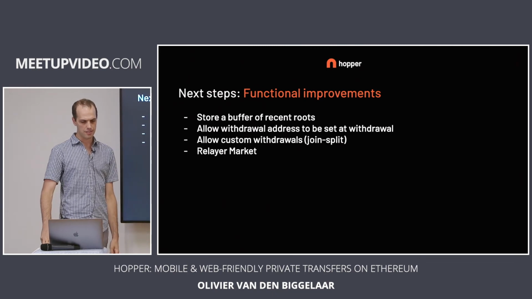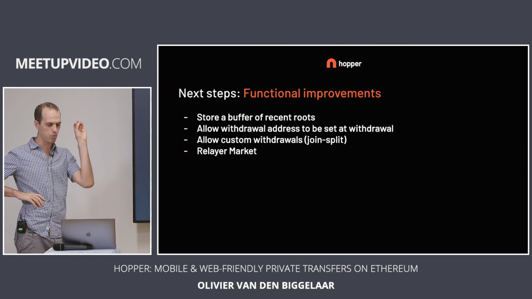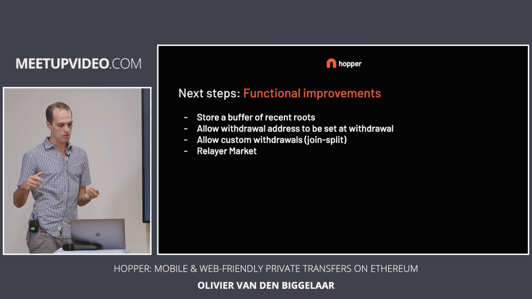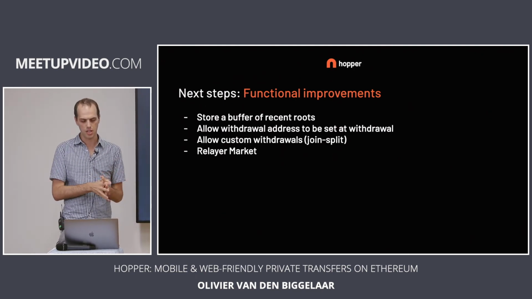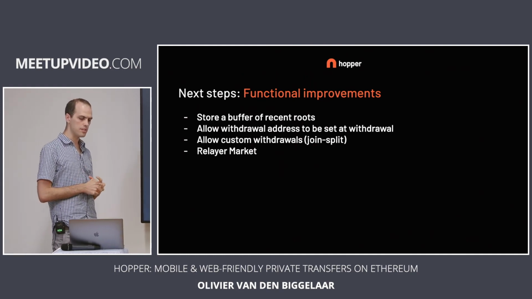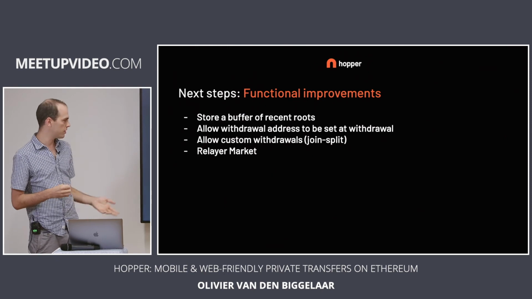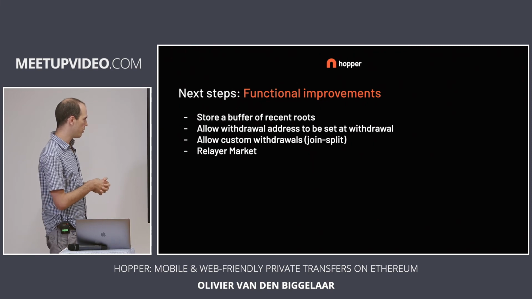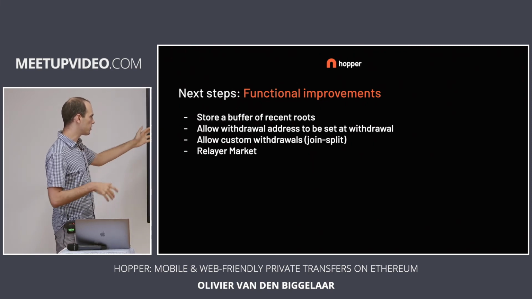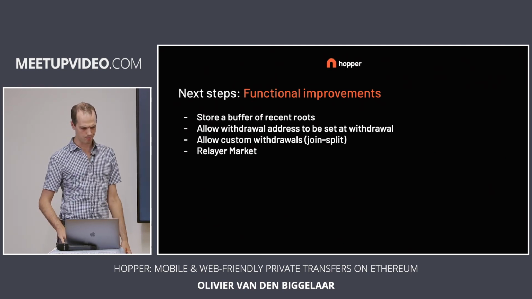In terms of functionalities, again there's some low-hanging fruit. Currently, we store only one root in the contract at any point. That means that if someone does a deposit and in the same block someone else does a withdrawal, the withdrawal will fail. So we could instead store a buffer of the last roots. Also, currently the withdrawal address is decided at the time of deposit, but we could make this more flexible and let it be set at the time of withdrawal. And I already talked about allowing custom withdrawals and this decentralized registry of relayers.